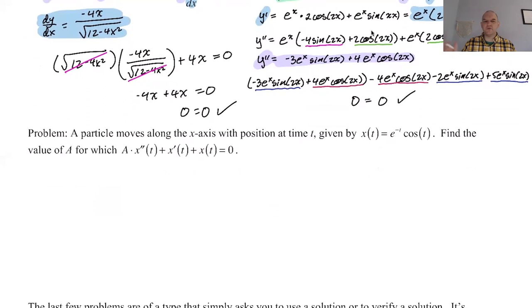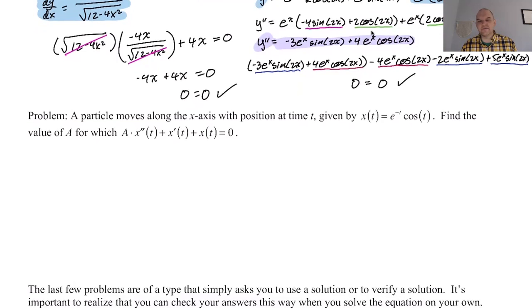There's almost certainly a better way to have said that. You know what we want to do? We want to find the value of A for which A times x double prime plus x prime plus x equals 0. That's probably the better way to say it, the way the problem was written. So let's see if we can do that.